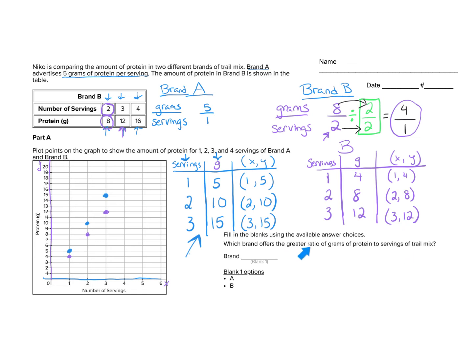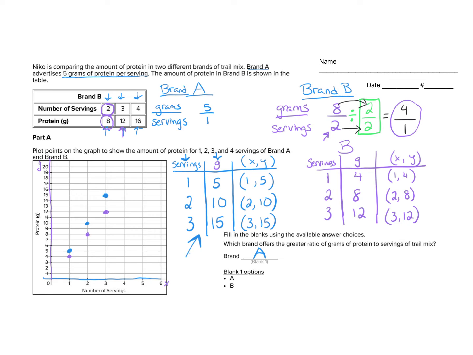And so when it says greater ratio, it means when all the servings are the same, which ratio has the greatest number in the protein position. So we can see that when you have 1 serving, you have 5 grams of protein in brand A. And when you have 1 serving of brand B, you only have 4 grams of protein. So brand A gives you the most protein. So the answer is brand A. And that was our blue chart, brand A here.